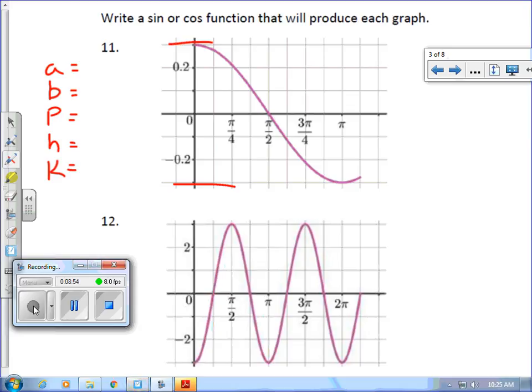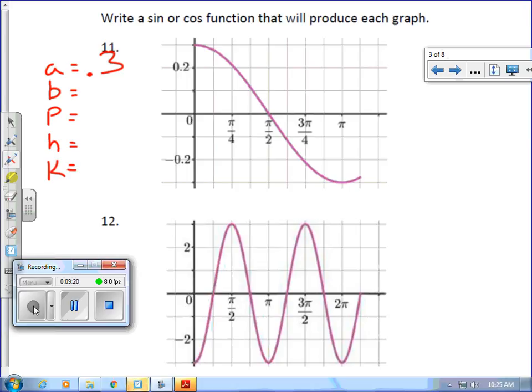Symmetric around the x-axis, so whatever that is, 0.3 would be our amplitude. B is the number of cycles between 0 and 2 pi. Well, I don't even see 2 pi. P is how long it takes to complete one cycle. Well, I don't even see a full cycle. I see half a cycle.